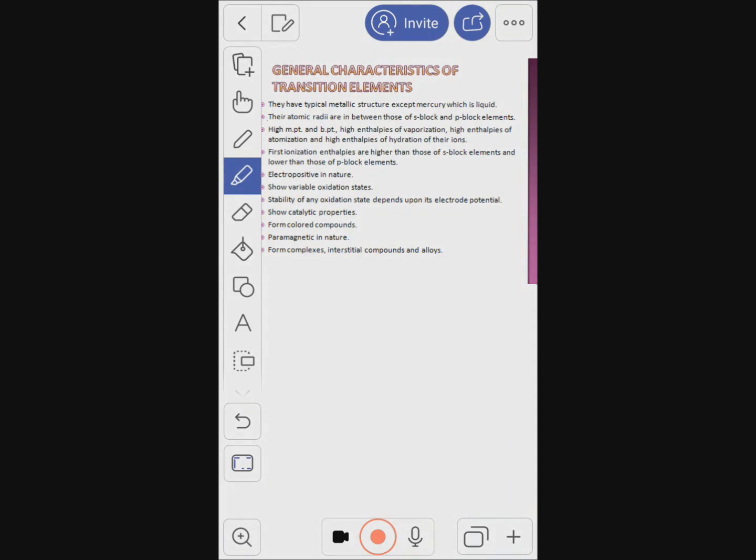General characteristics of transition elements. First one is they have typical metallic structure except mercury, which is a liquid. For example, ZnS. It has BCC type of structure, body centered cubic structure. Similarly, other elements of D block, they form typical metallic structure.